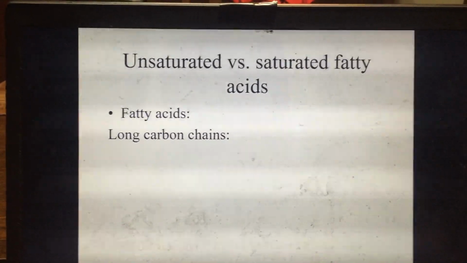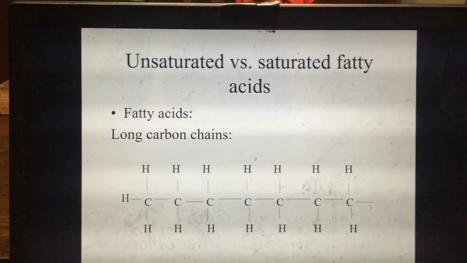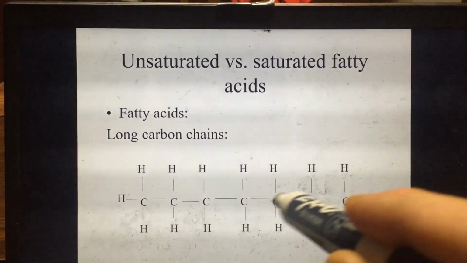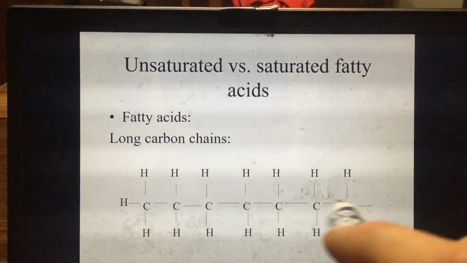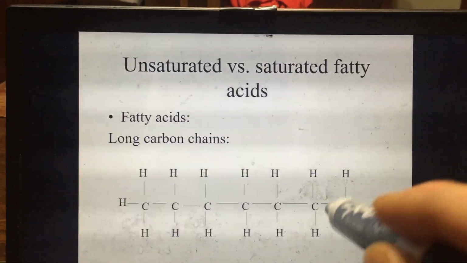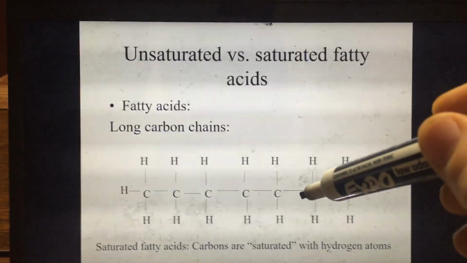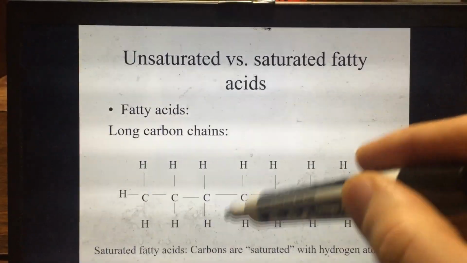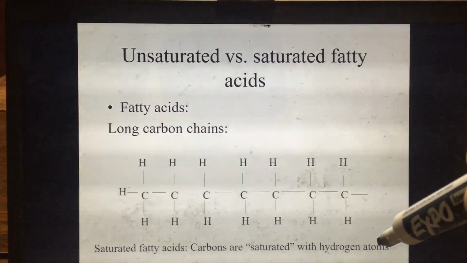You'll hear the term unsaturated and saturated fatty acids. So fatty acids are made up of long chains of carbon. I haven't drawn the complete chemical structure of a fatty acid here, but I've just drawn, in this case, the carbon chains. You can see the carbons bind with hydrogens. So when a fatty acid is said to be saturated, it means that all the carbons are bound with the maximal amount of hydrogens that it can be bound with. So it's said that the carbons are saturated with hydrogen atoms.